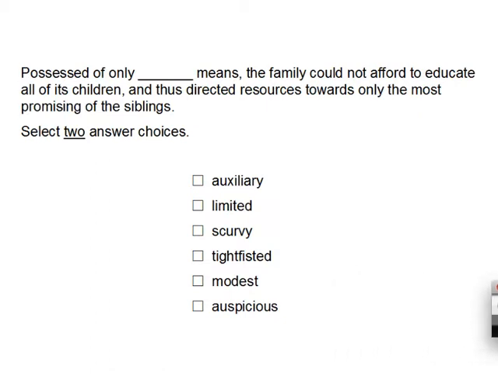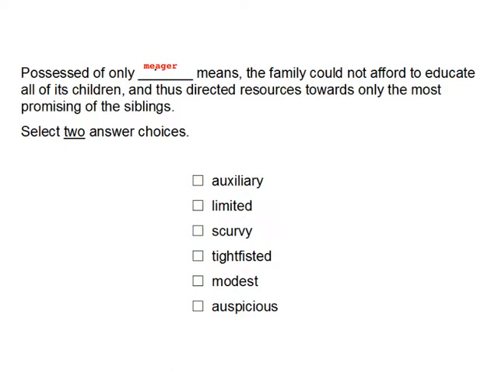Okay, this problem might come as a welcome relief after working the last one. Possessed of only something means. What kind of means? Well, the kind of means where they could not afford to educate all of the children. So if you cannot afford to educate the children, you don't have much means. Means here meaning financial power, wealth, money. So we could say something like meager, for example. Possessed of only meager or small means, we could not afford education.